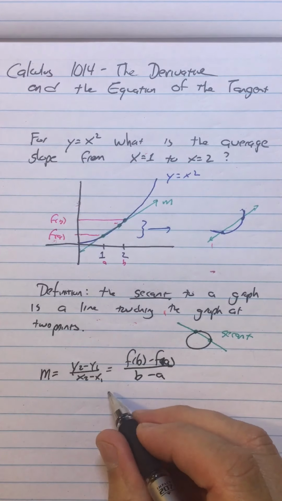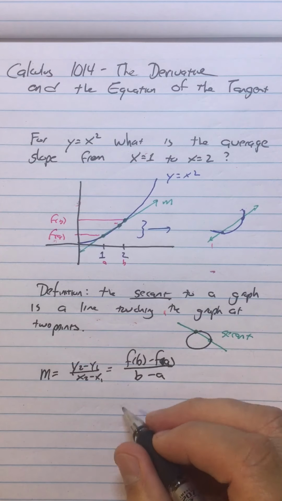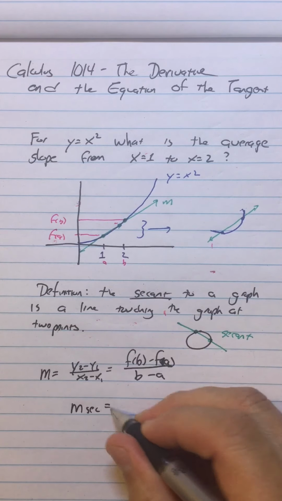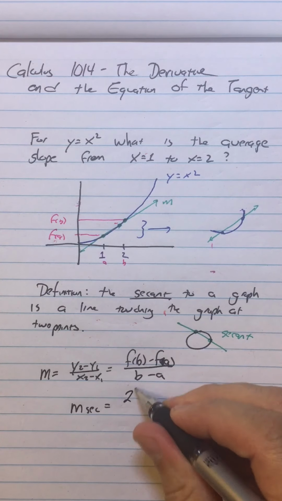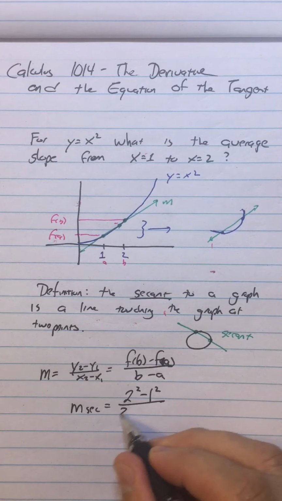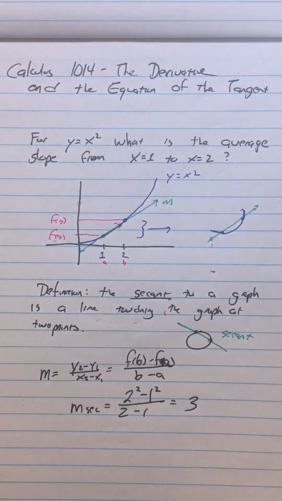Okay, so now for this particular function, we can say that the slope of the secant is equal to 2 squared minus 1 squared, right? That's f of 2 minus f of 1 over 2 minus 1, and that equals 3. So that's what the slope of the secant line is.